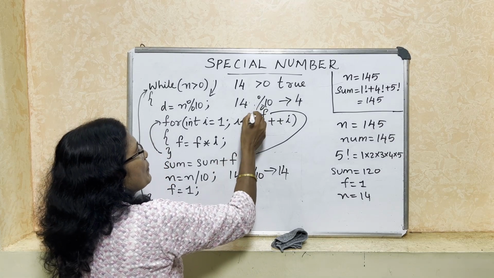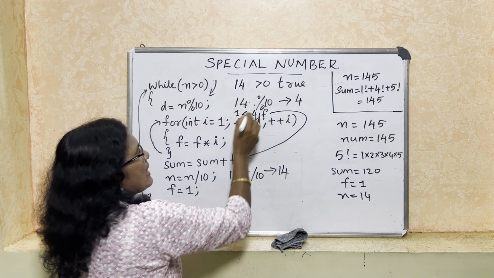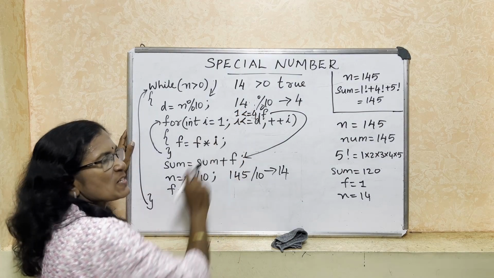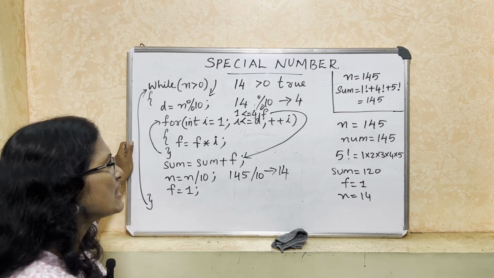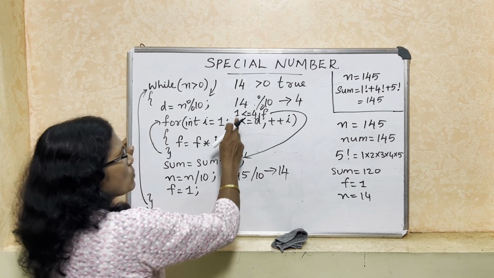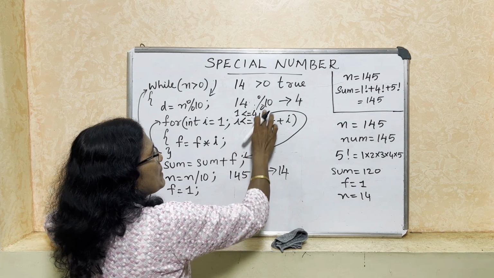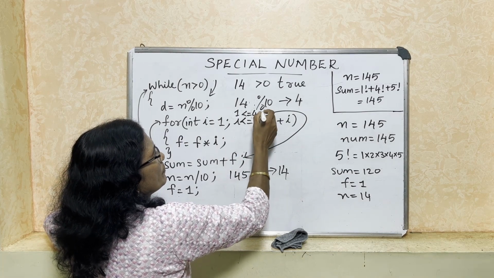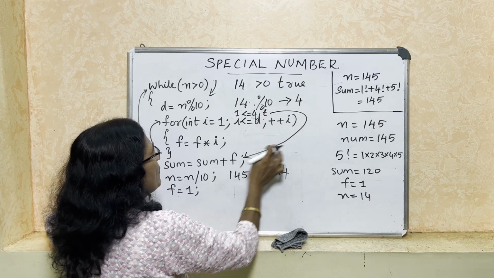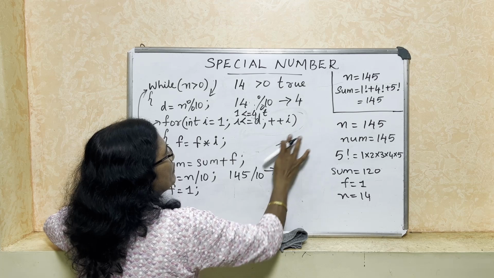The initial value of I is 1. After the initialization, the test expression will be evaluated to decide whether the for loop's body has to be executed or not. As 1 is less than 4, the test expression is evaluated to true. Control enters into the for loop's body to execute its statements.